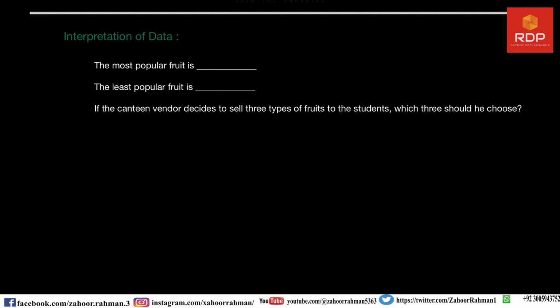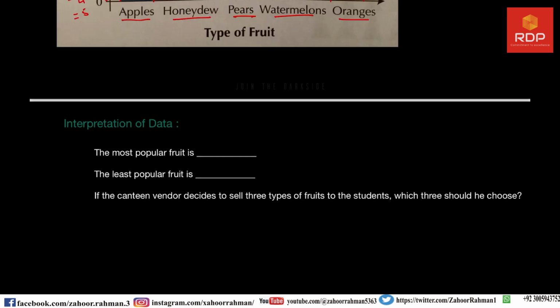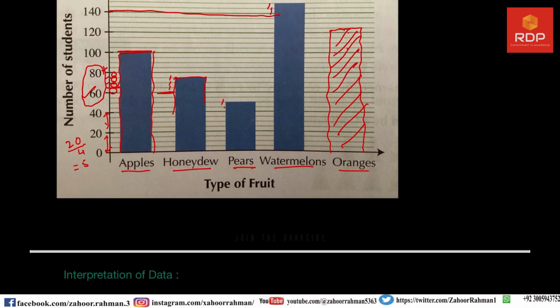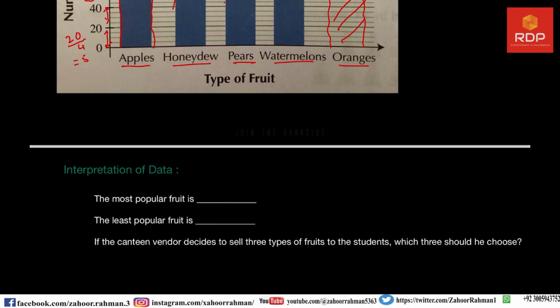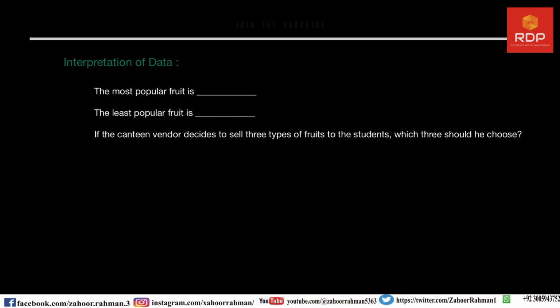The main purpose of any statistical system is to interpret the future. Now, using the table, complete the bar graph in the figure given, and we completed that. Now the fourth part is the interpretation of data. Now how can we interpret the data?